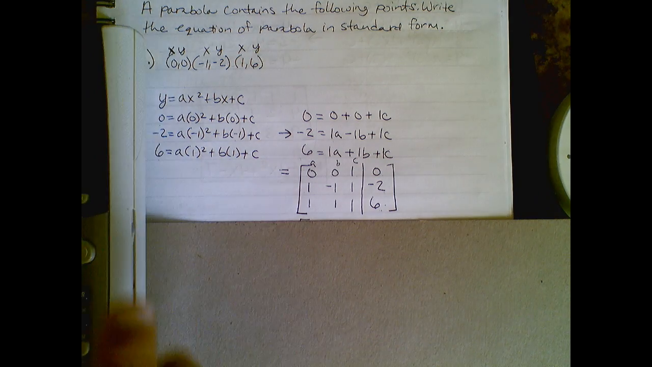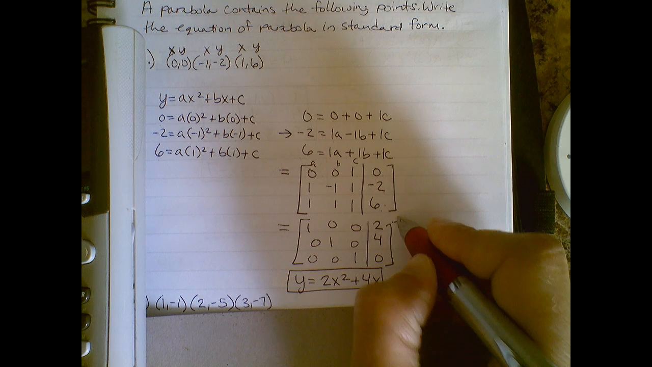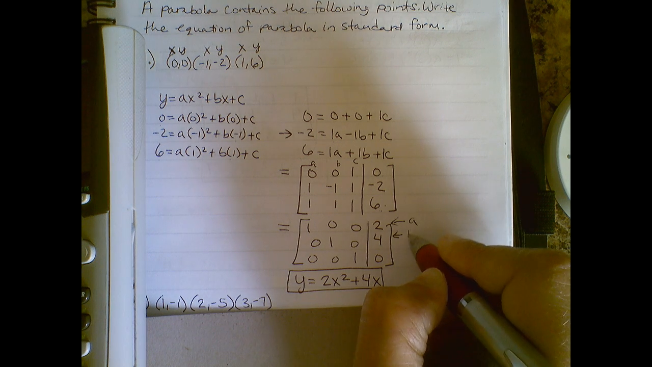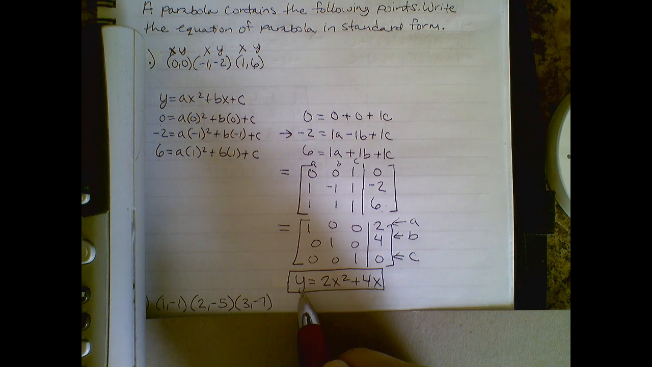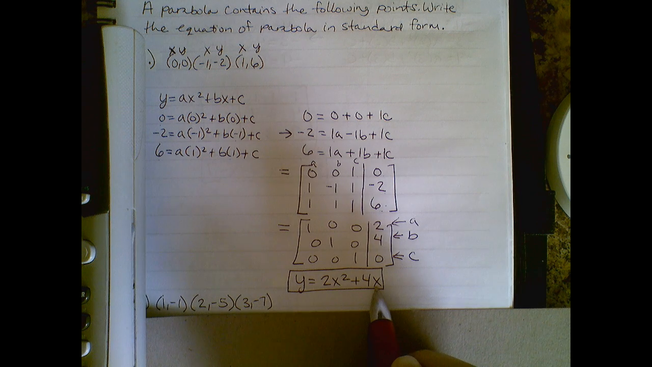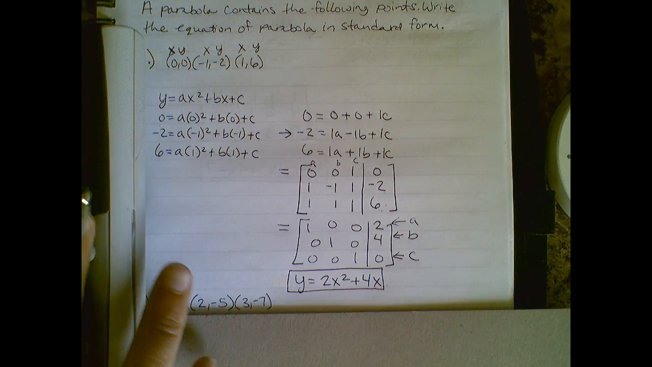So then my final answer, I'm going to plug in, my A is 2, my B is 4, and my C is 0. So my equation would be y equals 2x squared plus 4x, and then you can put plus 0 or you don't need it. So if I were to graph this parabola, you're going to notice that these 3 coordinates are all on it. So let's try another one.